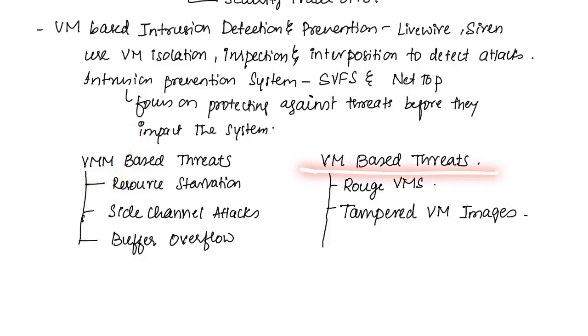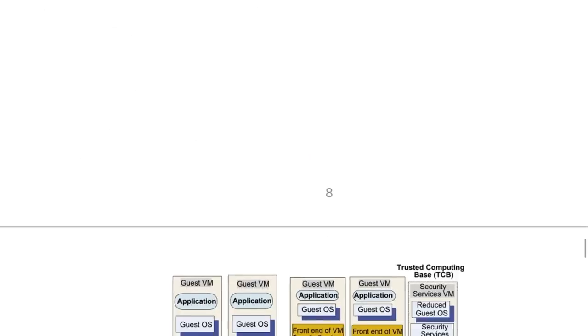Next, we have VM-based threats. In that, first one is rogue VMs. Here, unauthorized VMs can be created and launched with insecure settings. Then we have tampered VM images. That is, VMs may make use of insecure or compromised images, thereby increasing the security risks.